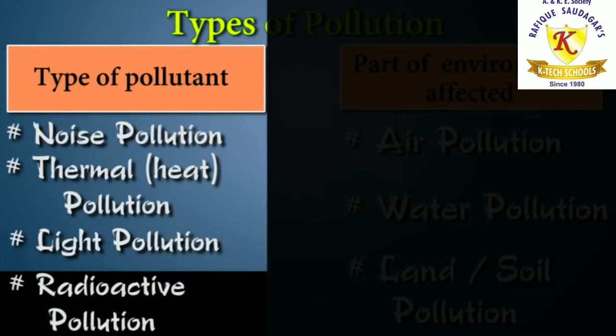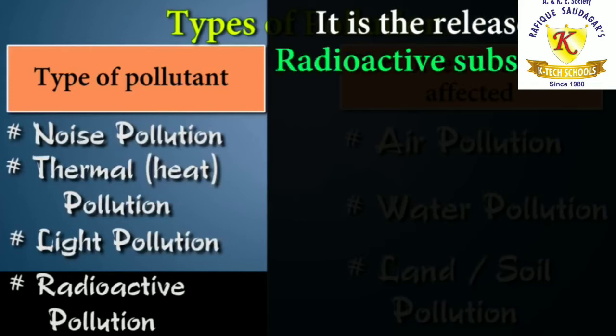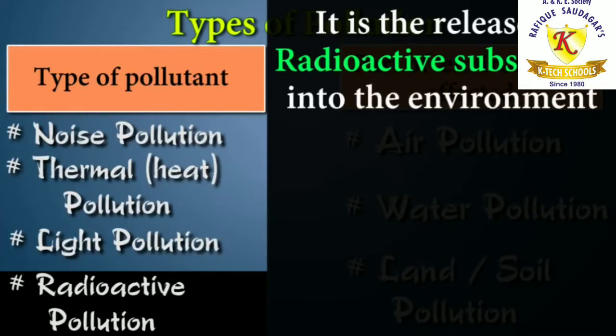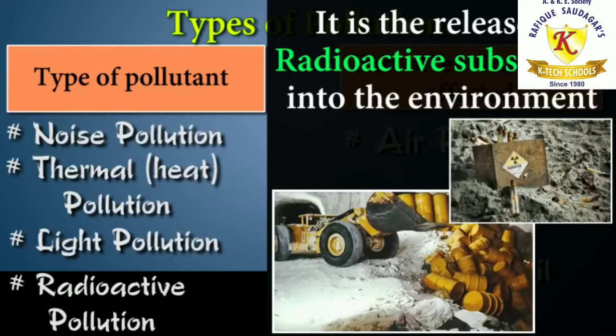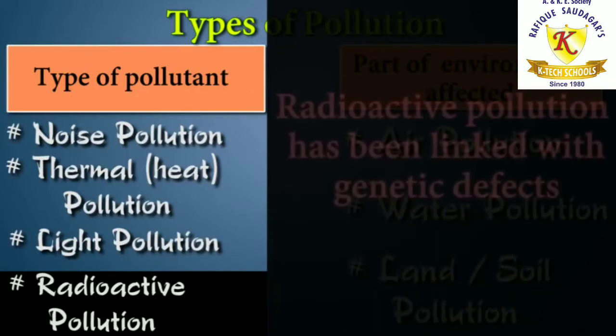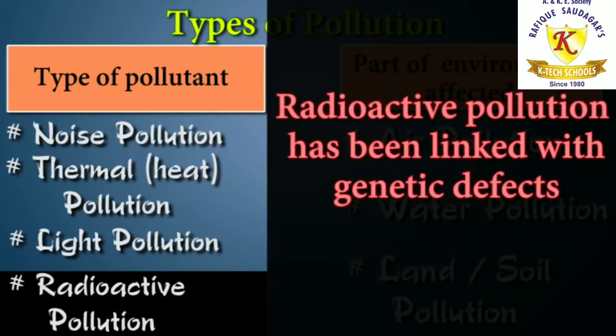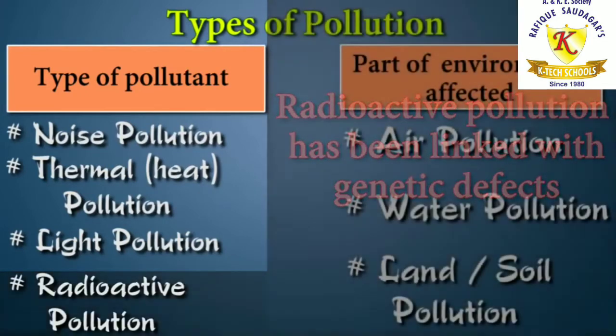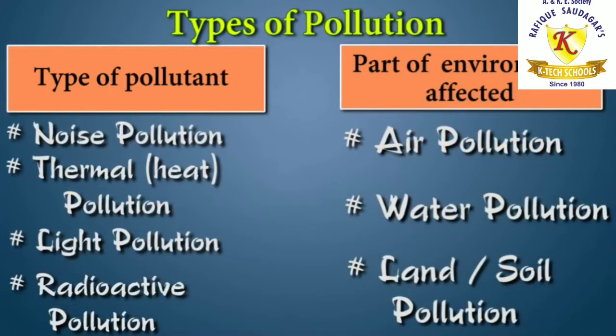Radioactive pollution. Like any other kind of pollution, it is the release of something unwanted in the environment. And in this case, the unwanted thing is radioactive substances. Radioactive pollution has been linked with genetic defects. Children, don't worry, we shall be learning each individual type of pollution in our upcoming sessions.